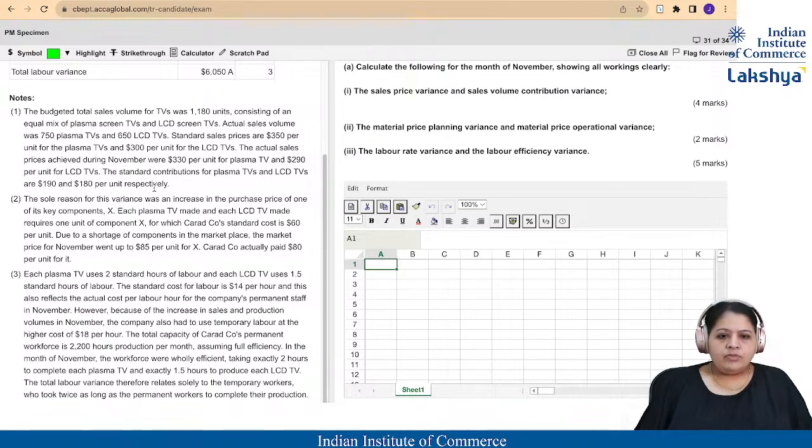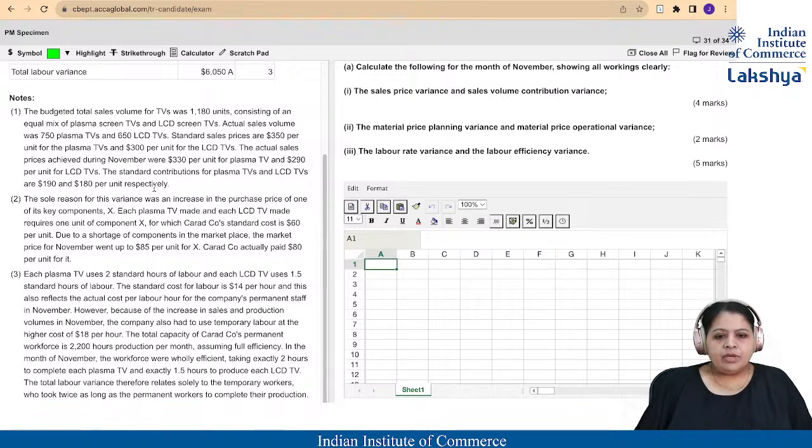The standard cost for labor is $14 per hour, and this also reflects the actual cost per labor hour for the company's permanent staff in November. However, because of the increase in sales and production volume in November, the company also had to use temporary labor at the higher cost of $18 per hour.